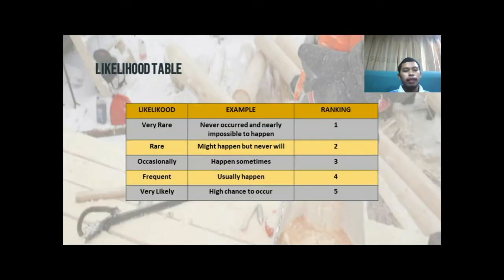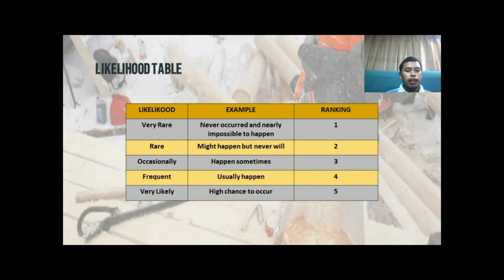This is the second element, which is needed in order to create the risk matrix table. This table is quite similar to the hazard severity table, where the likelihood is differentiated into 5 types. So for likelihood, we have very rare, rare, occasionally, frequent, and very likely. The ranking is quite similar, from 1 to 5. The example column explains the likelihood. Let's look into the first row, which is very rare. For very rare, the accident never occurred and is nearly impossible to happen.